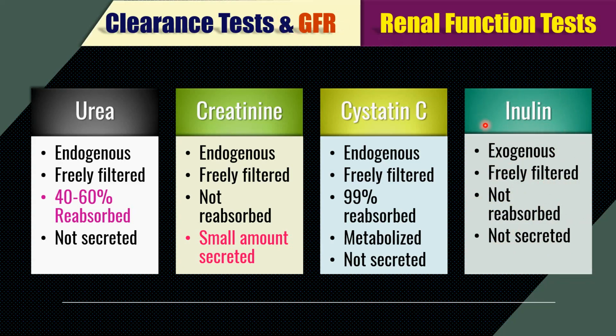Having said that, we have to inject this substance into the patient. So if you look at urea, creatinine, cystatin C and inulin, inulin would be the best substance to estimate clearance. Having said that, we always use creatinine. Almost all clinicians use creatinine clearance to estimate GFR. The methods for cystatin C and inulin are not popular or not standardized when compared to creatinine.